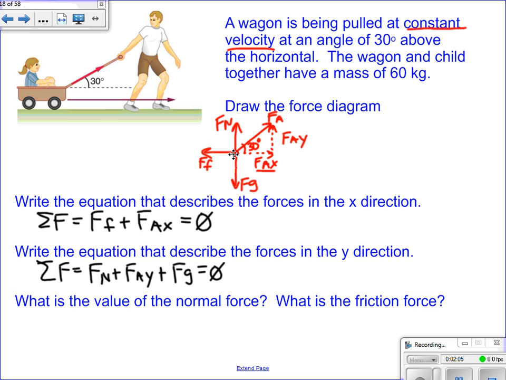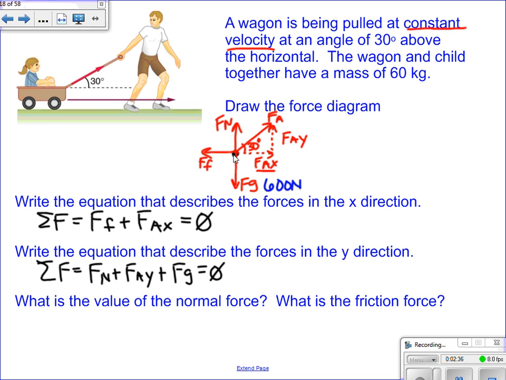Finally, it asks what is the normal force and what is the friction force. Okay, now we need to start doing some math here. First, I noticed that the mass is 60 kilograms, which is the mass of the child and the wagon. So 60 kilograms times 10 is going to give me a force gravity of 600 newtons.